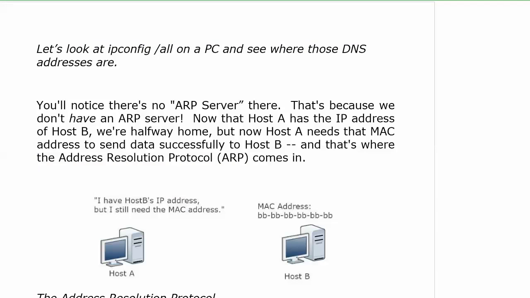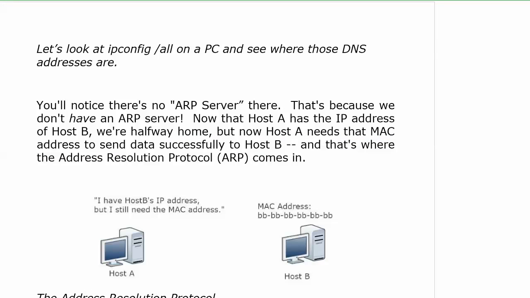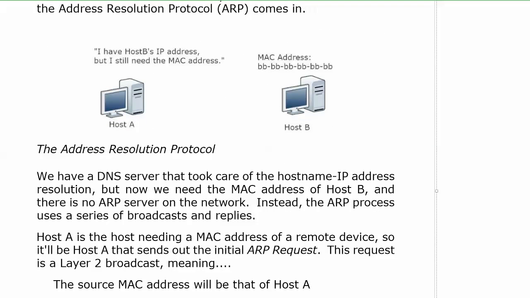Now you'll notice, bringing that back up actually, there's nothing here about an ARP server. And that's because we really don't have an ARP server. And we're going to see how ARP works now, because now that host A has the IP address of host B, we're halfway home. But now host A needs that MAC address to send data successfully to host B. And host A is basically saying to itself right now, hey, I've got host B's IP address, that's great, but now I need the MAC address.